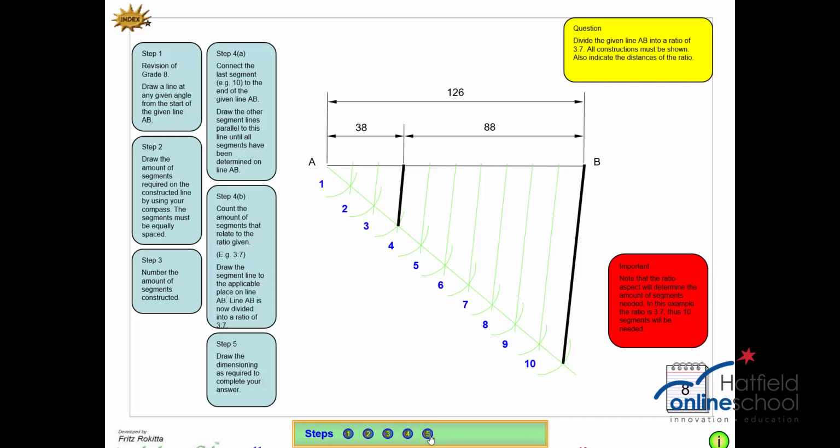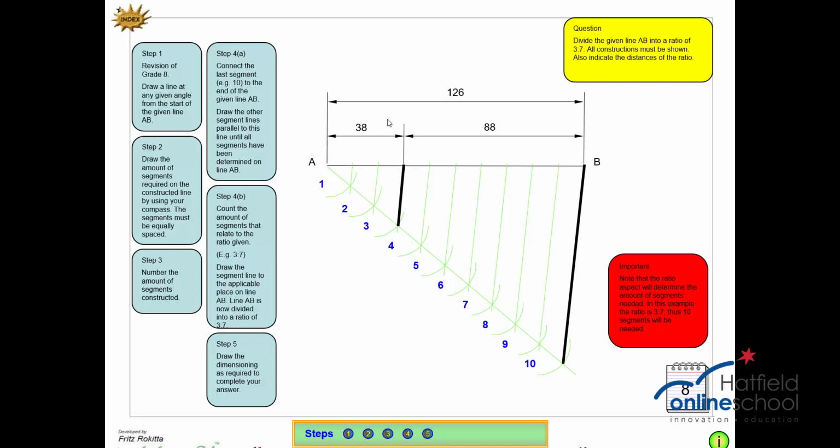Finally, we will indicate the distances, the actual distances of each of the 3:7 ratio. Therefore, the first 3 segments we will measure with our calibrated scale ruler. That is exactly 38 millimeters in this example. And then the 7 segments that follow will be then 88 millimeters. The overall length of this will be 126 millimeters. So therefore we know line AB is in total 126 millimeters.